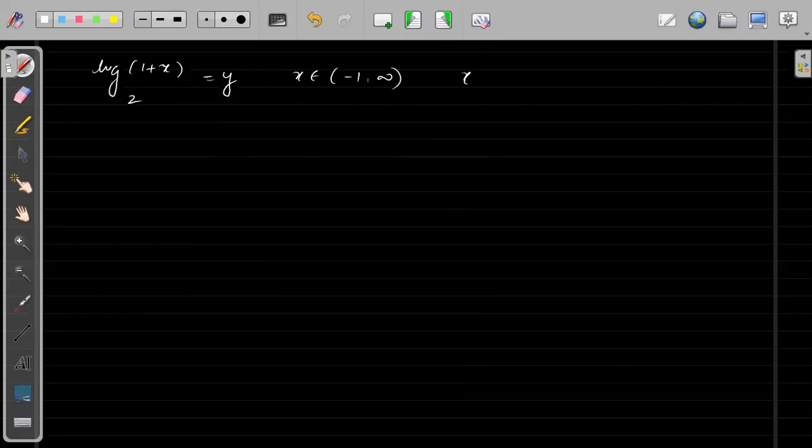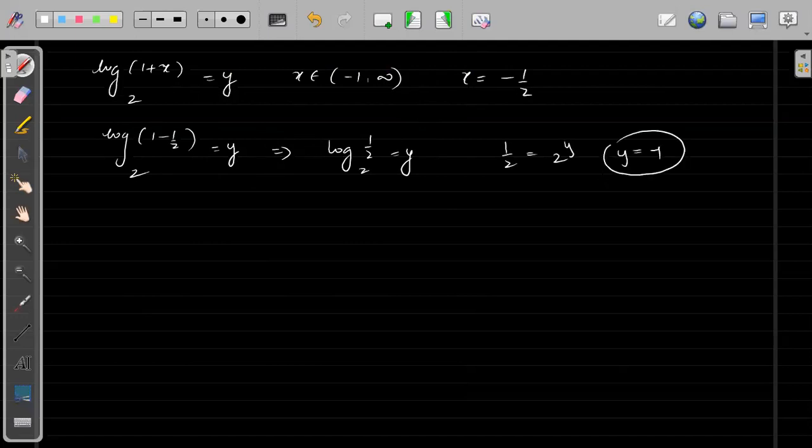Take the value of x as -1/2. When x is -1/2, what will you get? log(1 - 1/2) base 2 is equal to y. So this becomes log(1/2) base 2 is equal to y. That means 1/2 is equal to 2 to the power y. So what is the value of y? y will be -1. Hence it has taken a negative value. Understood?